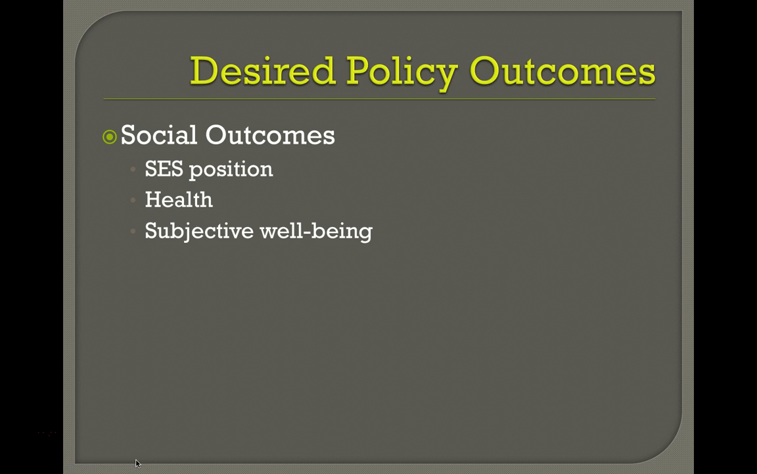When we're looking at social outcomes, we're looking at ways to indicate whether or not we're doing what we need to do from a public policy perspective. We look at SES position, or socioeconomic position, and that encompasses our education, our occupation, and our income. Health, again, our longevity, our wellness, our access to healthcare, and then our overall subjective well-being. So our life satisfaction, our positive affect, making sure that overall these things are taken care of.